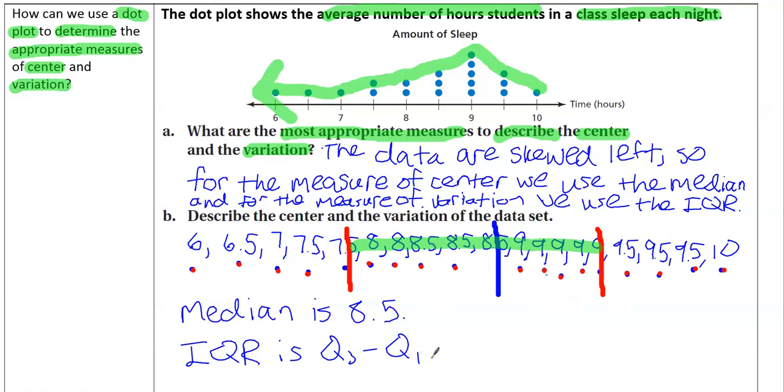So it's quartile 3 minus quartile 1, which is 9 minus 7.5, which is equal to 1.5. So the IQR is 1.5.